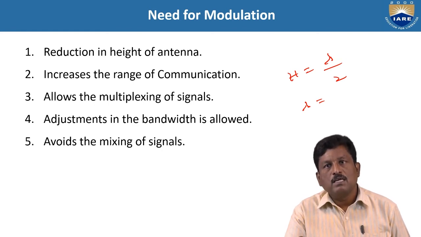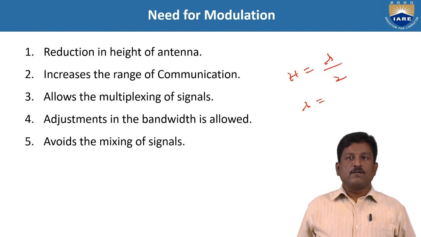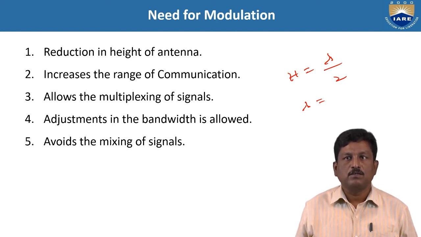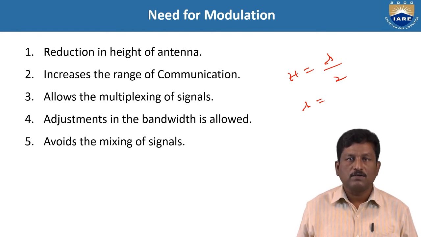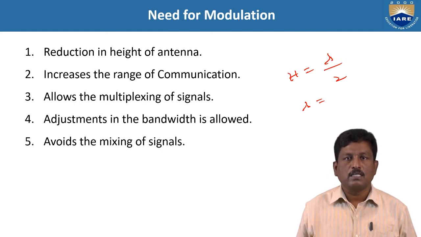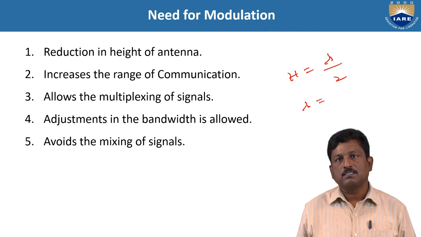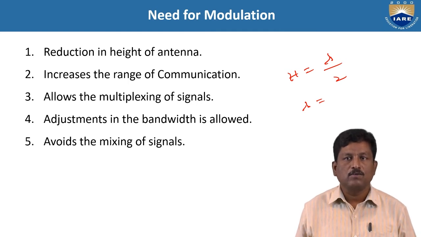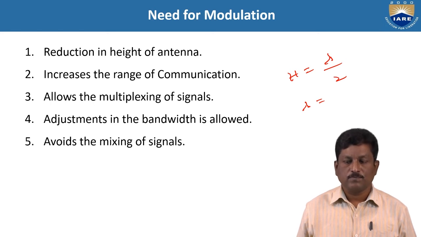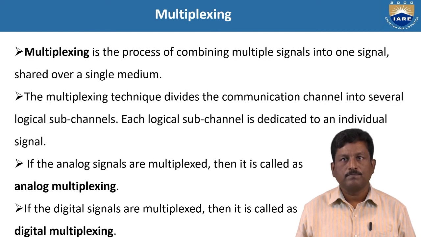Another one is the adjustment of the bandwidth. Noise can also be reduced by the operation of the modulation. So these are the main advantages of modulation in the communication system. To recap: reduce the height of the antenna, increase the range of communication, allow the multiplexing of signals, allow adjustment of the bandwidth, and noise is also reduced. These are the main advantages of modulation in the communication system.